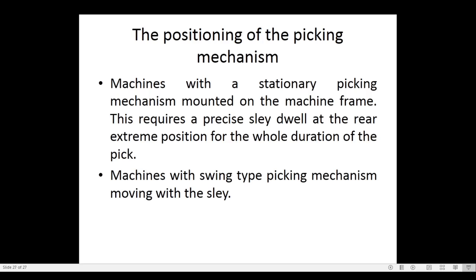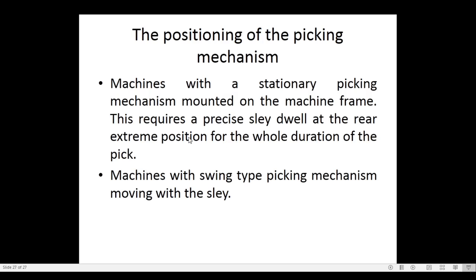Again here, one more classification of rapier is by the positioning of the picking mechanism. First, machines with a stationary picking mechanism mounted on the machine frame. This requires a precise sley dwell at the rear extreme position for the whole duration of the pick. So the picking mechanism is not moving forward and backward. The left hand picking mechanism and right hand picking mechanism are stationary. Only the sley is moving forward and backward in the center of the machine.